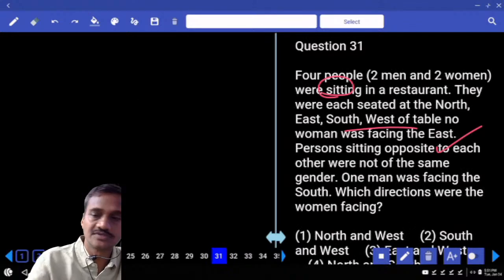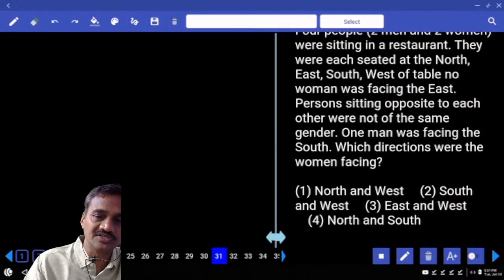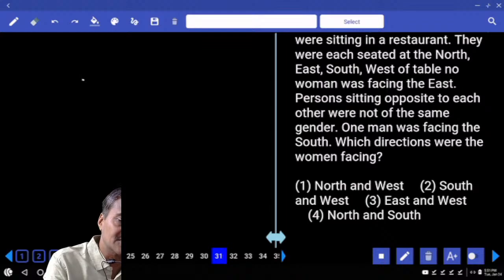Then 31st. There are 4 people, out of which 2 men and 2 women were seated in a restaurant, and they were seated in the north, east, south and west directions.